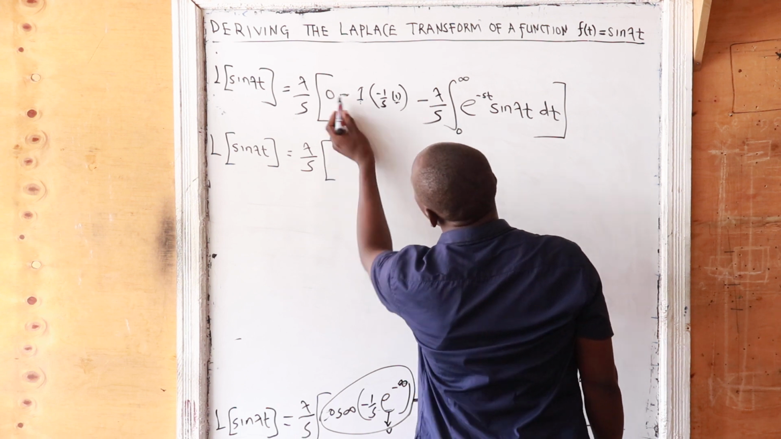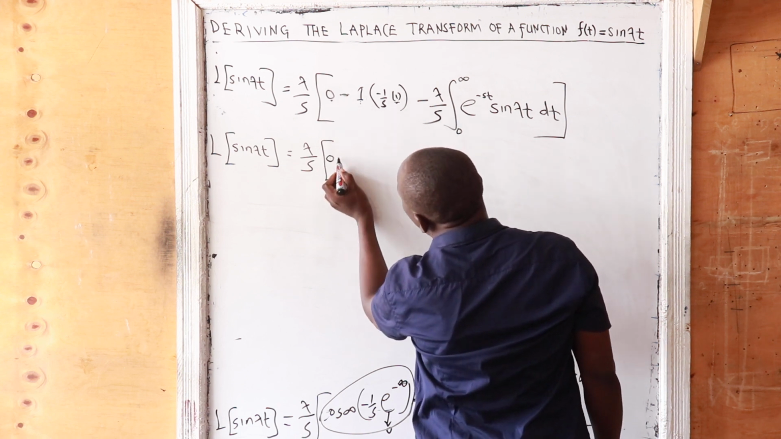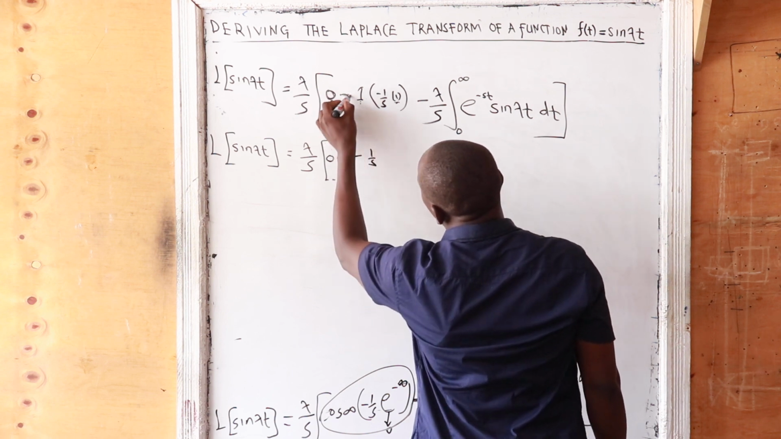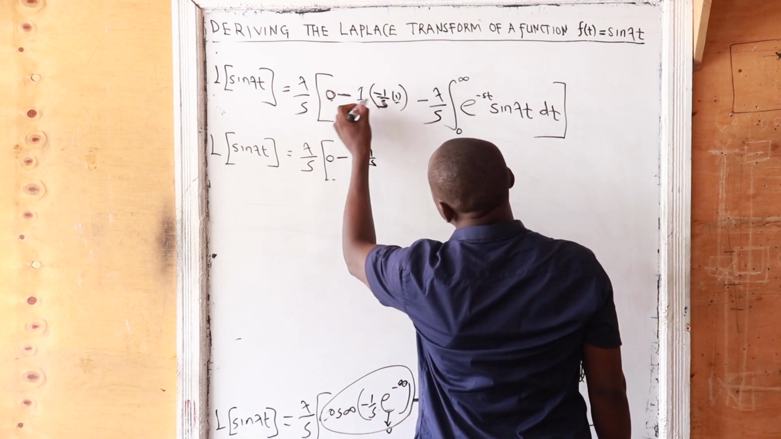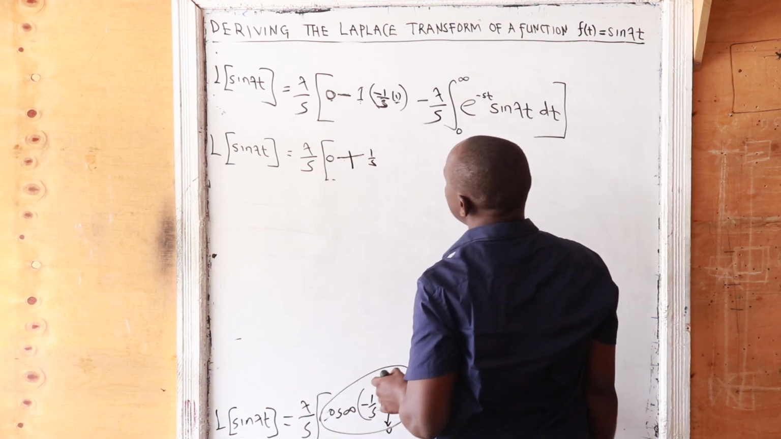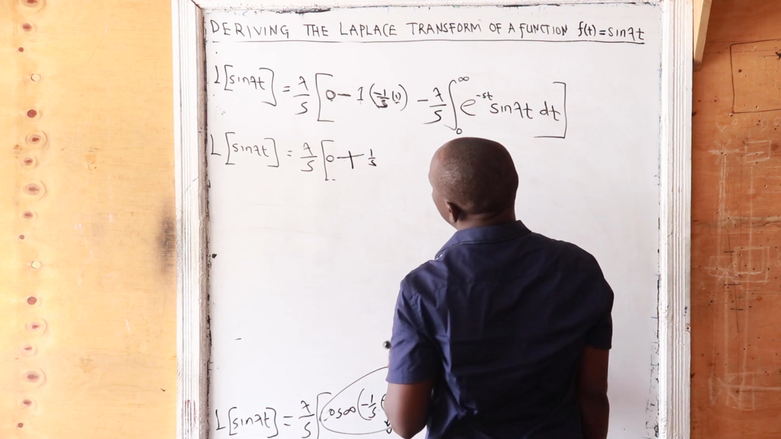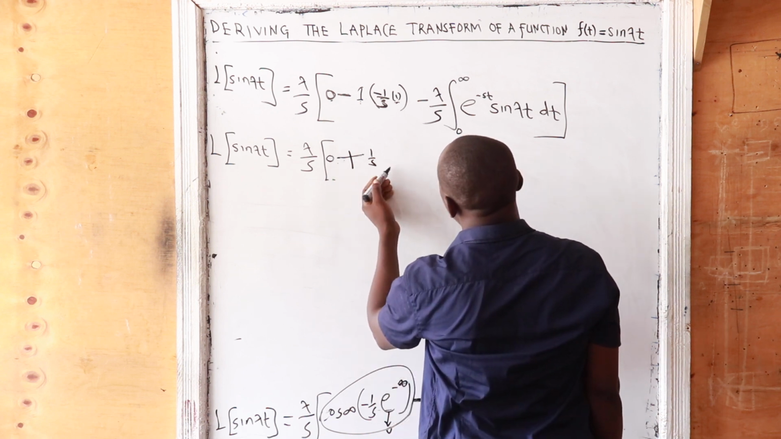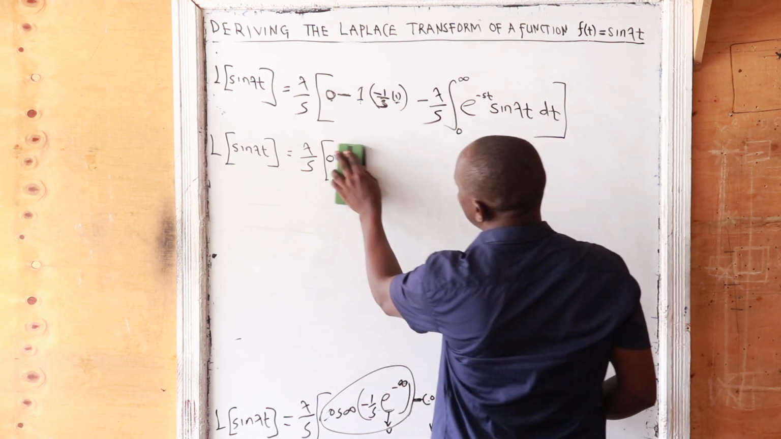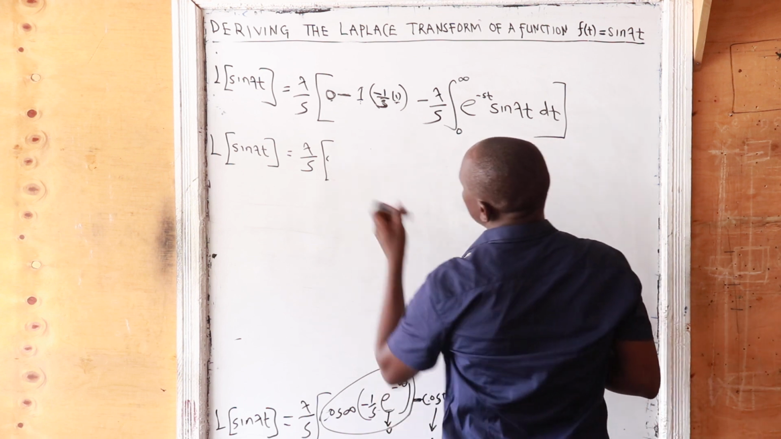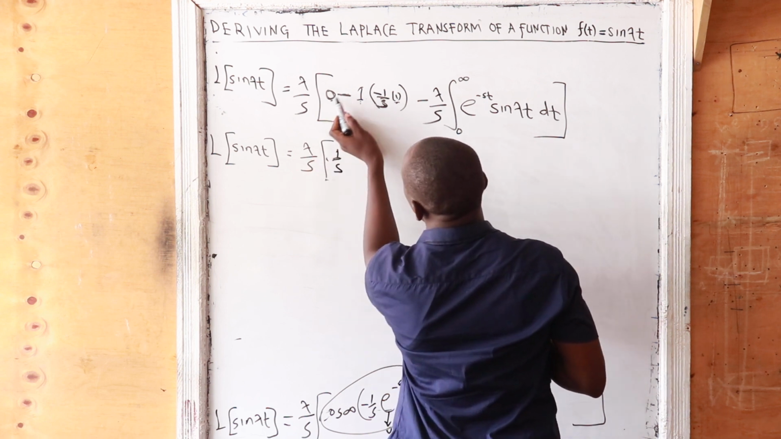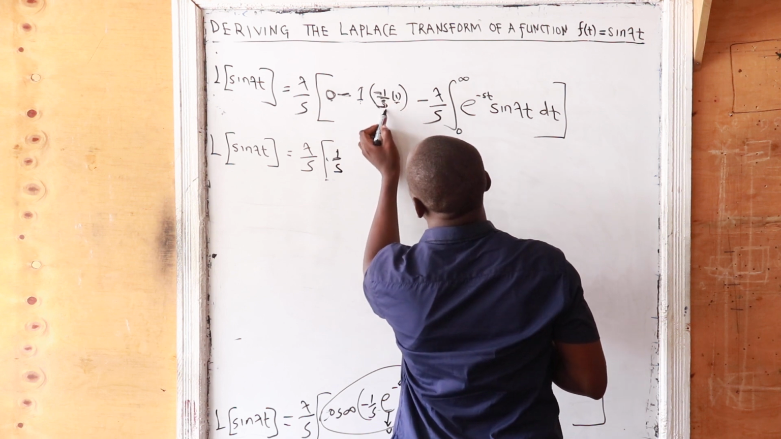You have 0 minus 1 over s. Minus and a minus becomes a plus. When there are two minuses, it becomes a plus. So you have 0 plus 1 over s. 0 plus 1 over s is just 1 over s.